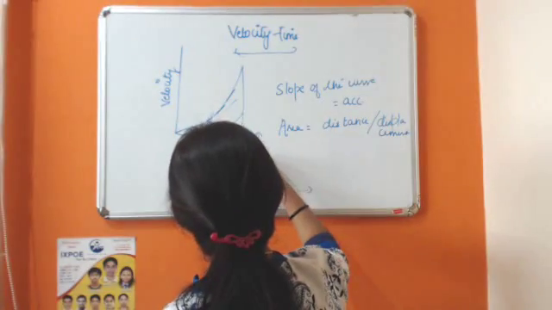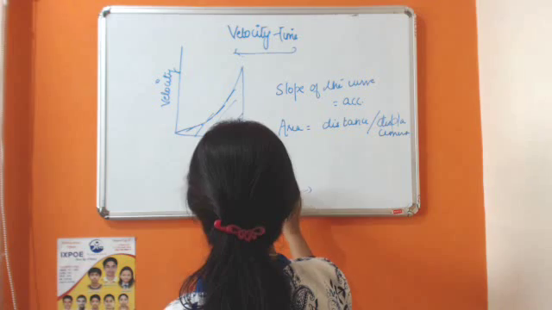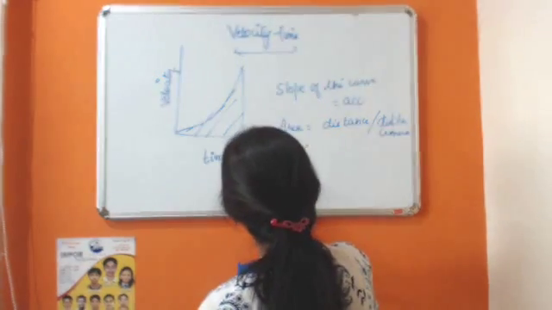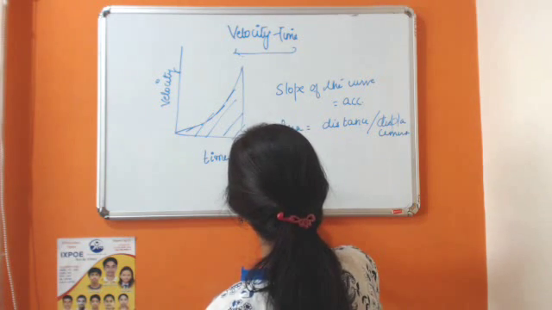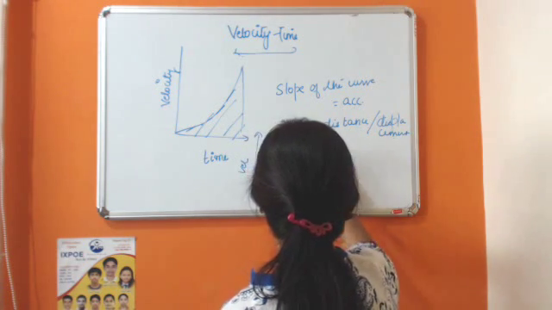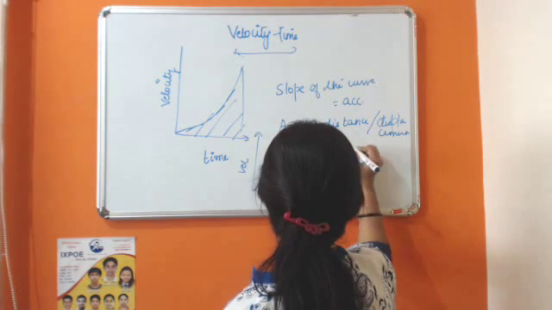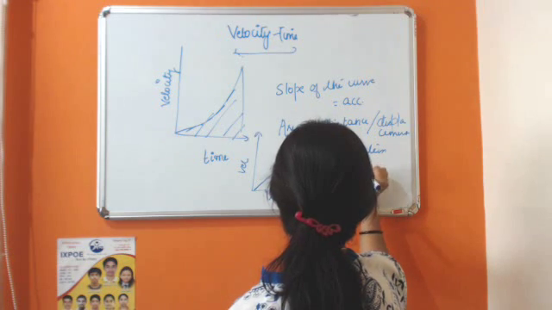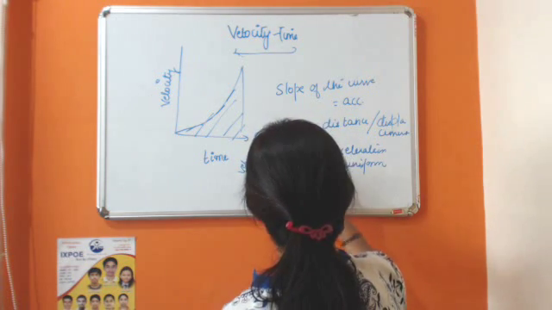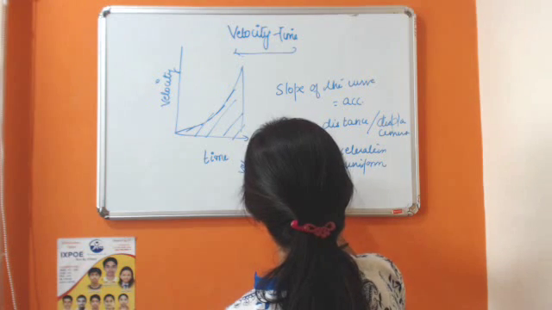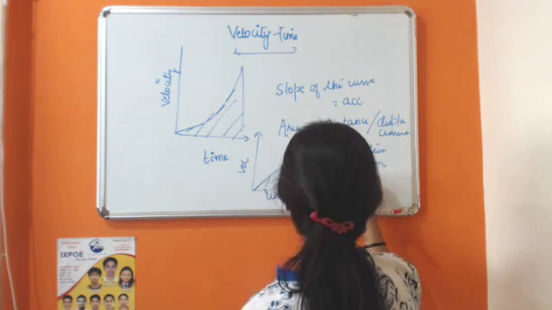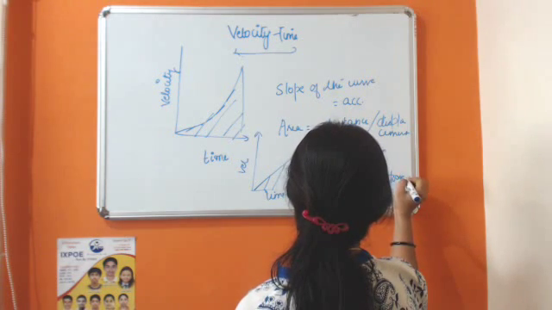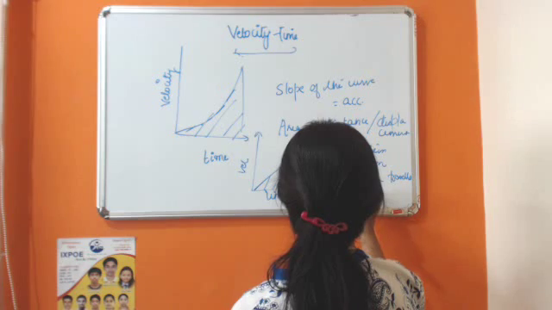Now, if the graph of velocity time graph is a straight line, what does it show? That with equal changes in time, the velocity is changing by equal amounts. That means the acceleration is uniform. And if we see area below this graph, it is showing us the distance traveled or the displacement of the body.